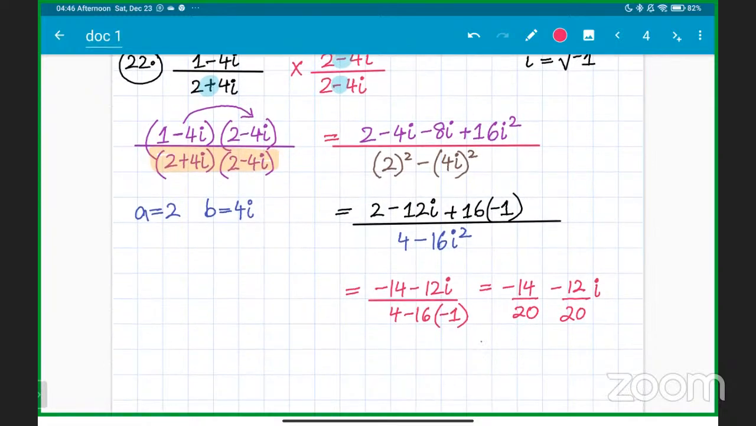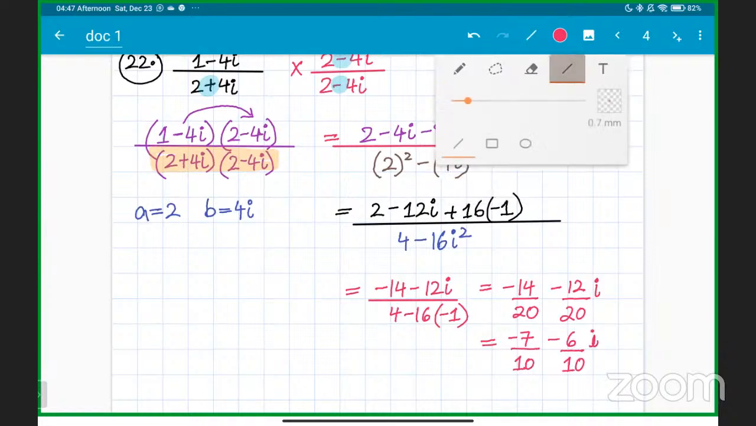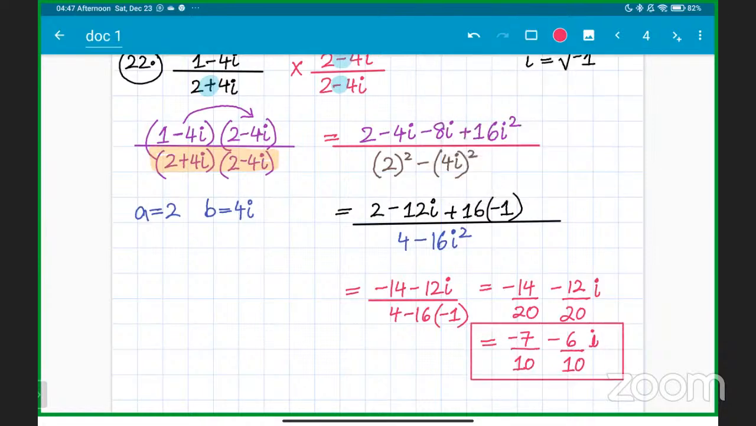So simplify it as much as possible, students. So here we go. 14 divided by 20 is minus 7 over 10, and minus 2 sixes are 12, 2 tens are 20, so minus 6 over 10 i. Okay, understood? Clear? So this is done.